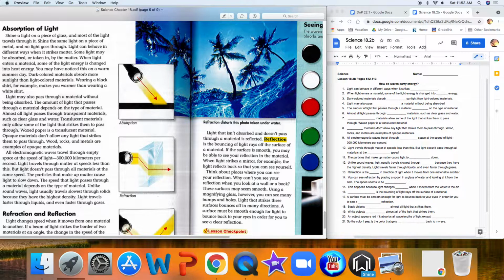So we're saying, hey, what happens with the absorption of light? With opaque, we absorb it all. With translucent, some. With transparent, almost none. All electromagnetic waves travel through empty space at the speed of light. What's the speed of light? It is 300,000 kilometers per second. So that is unbelievably fast, guys.